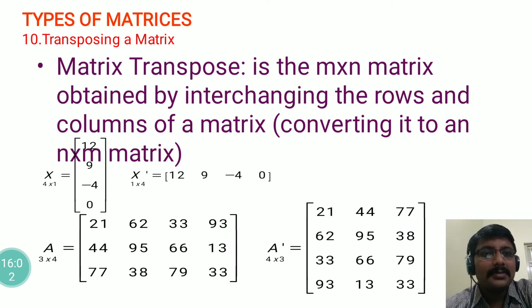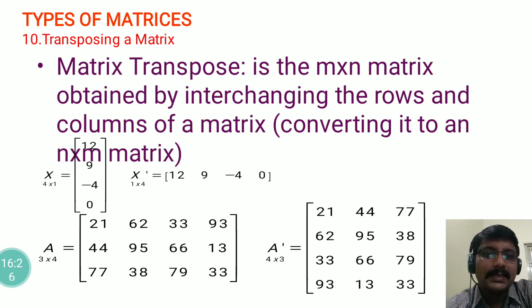Transpose of a matrix. Matrix transpose is the m by n matrix obtained by interchanging the rows and columns of the matrix, so converting it into an n by m matrix. So if an m by n matrix is given and we convert it into an n by m matrix, then it is called a transposition. That is just interchanging the rows and columns of the given matrix.